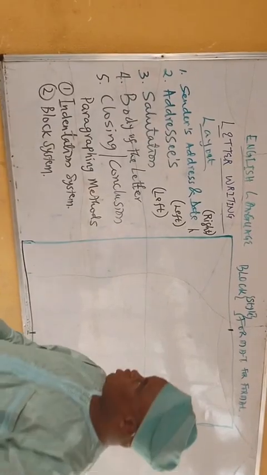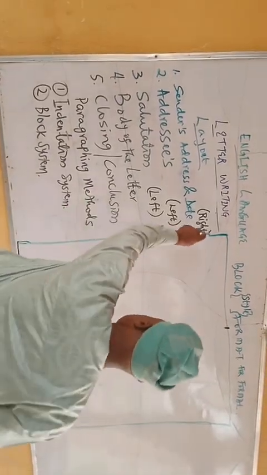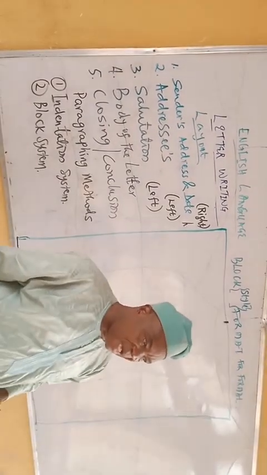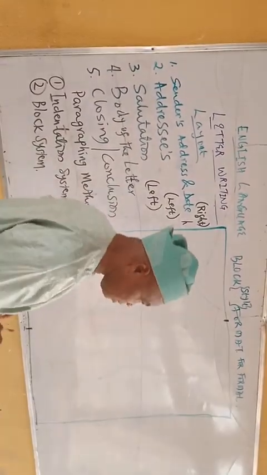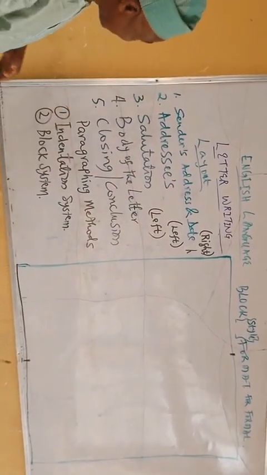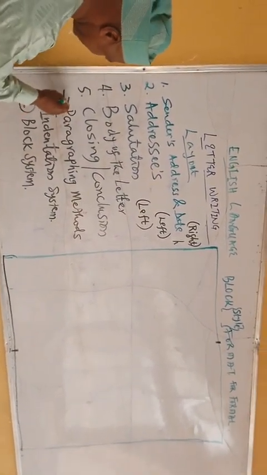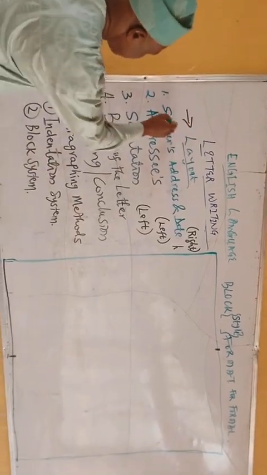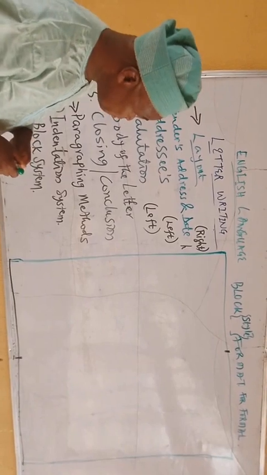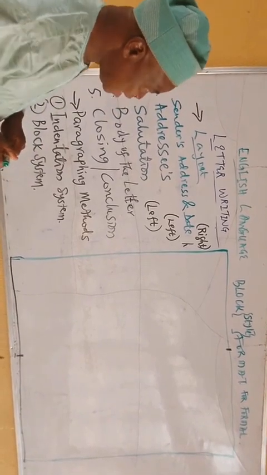This class again. This is the third part of the process we call letter writing. In this part, I want to talk about what is called the layout, and then the paragraphing system or paragraphing method. The layout of a formal letter.